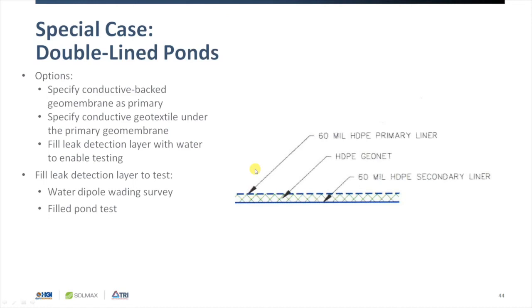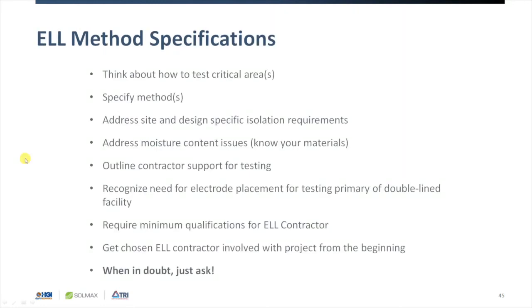Now, if you can't hold water on this liner cross-section, for example, it's a landfill expansion with this cross-section, it becomes even more difficult to test because you need to have water in that leak detection layer. You need something conductive there. So when you're putting together your ELO method project specification, you want to think about how to test critical areas and what your design goals are for the project.